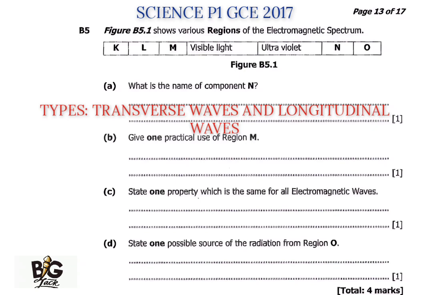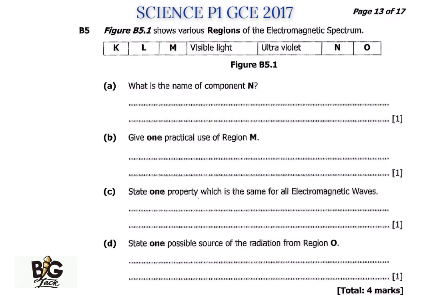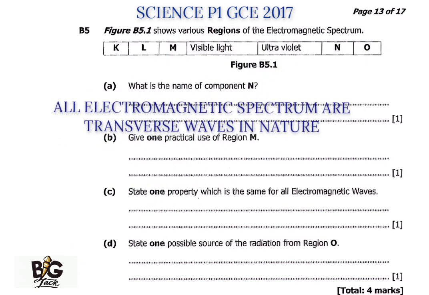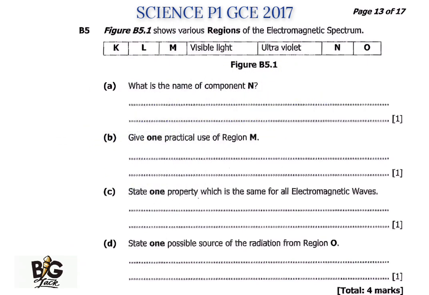Okay. Now as for this question, it says figure B 5.1 shows various regions of the electromagnetic spectrum. Here I'm going to say all electromagnetic spectrum are transverse waves in nature. Okay. So we have figure B 5.1, which is showing K, L, M, visible light, ultraviolet, N and O.